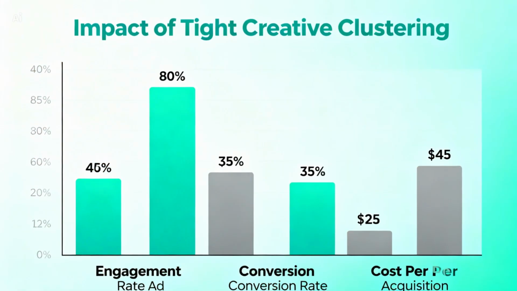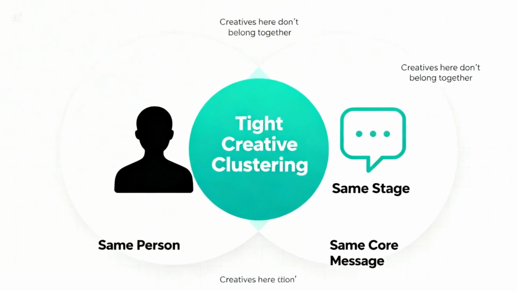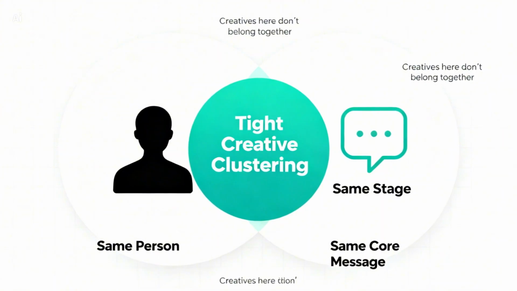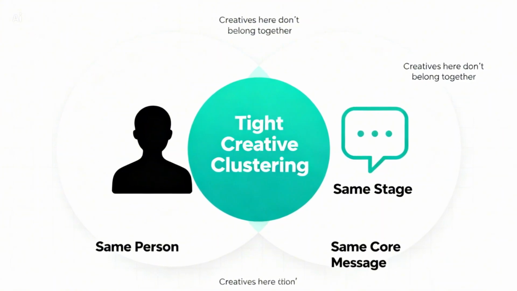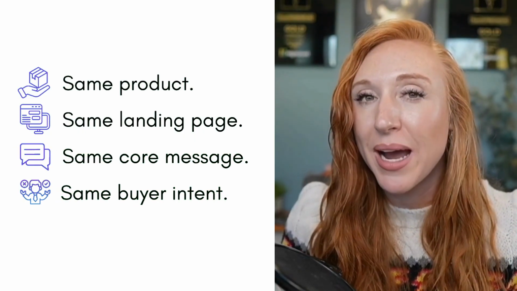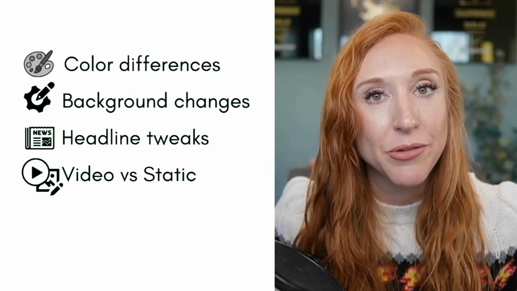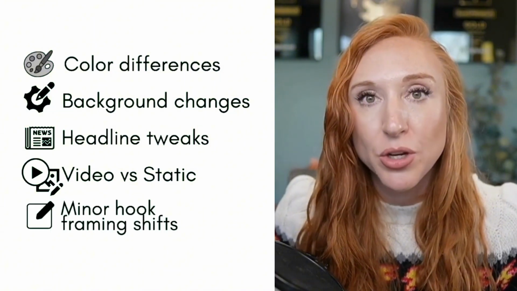Flexible ads require tight creative clustering. If the creatives don't target the same person at the same stage with the same core message, they do not belong together. The rule is simple: similar creatives only. Same product, same landing page, same core message, same buyer intent. The variations should be subtle. Color differences, background changes, headline tweaks, video versus static, minor hook framing shifts. But the foundational message must remain consistent.